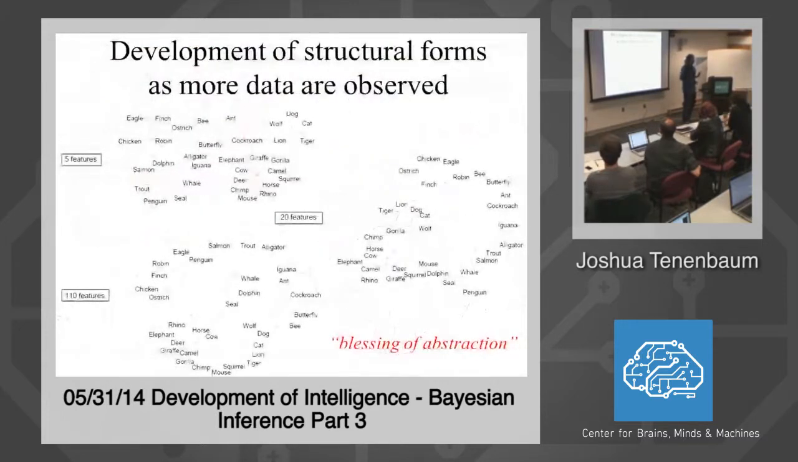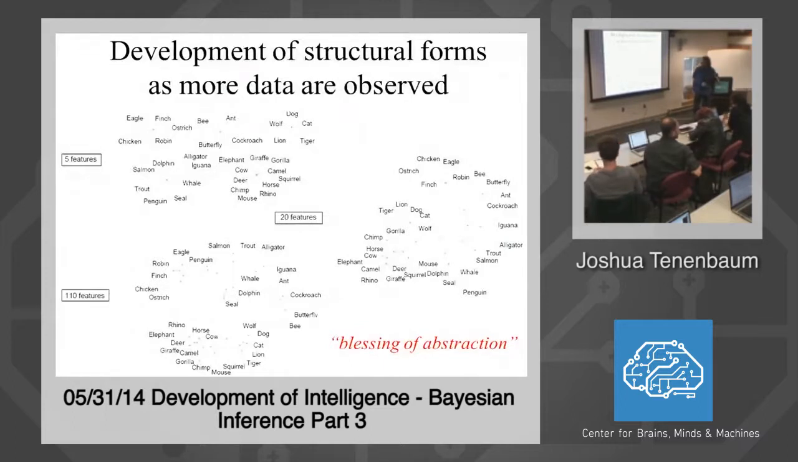I'll make one more point about this model because it links back to some of the other hierarchical Bayesian themes we've seen. Remember this phrase, the blessing of abstraction, this idea that knowledge at a higher level of abstraction can sometimes be easier than you might think to learn, maybe even learnable before much of the knowledge at lower levels of abstraction. So a version of that here is to look at a kind of developmental learning curve.